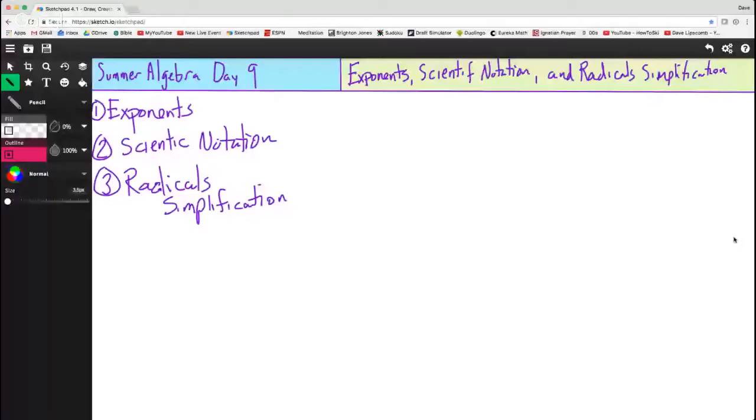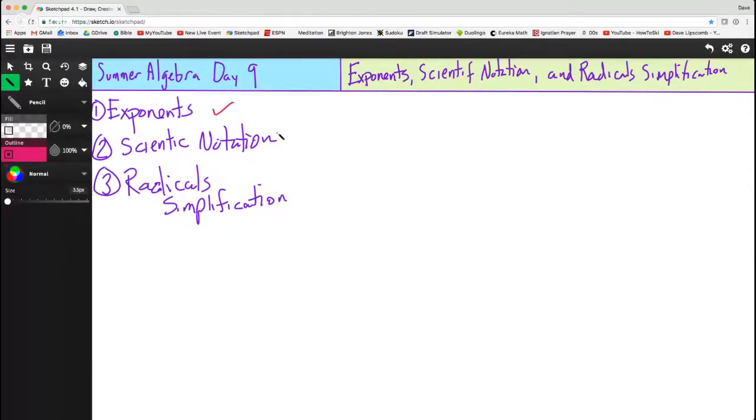exponent simplification, scientific notation, and radicals and radical simplification. So let's get on with it. Here we go to our sketch pad, and let's just see what we're talking about, right? We're going to talk about exponents.